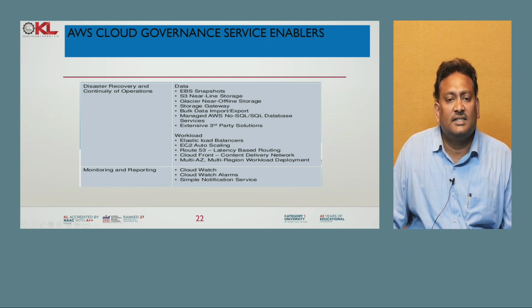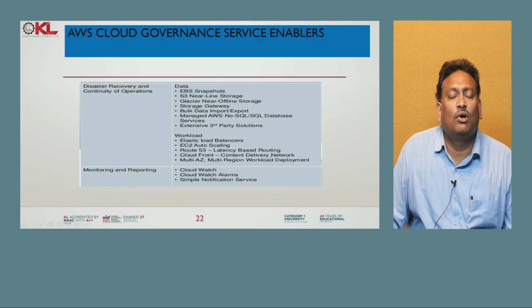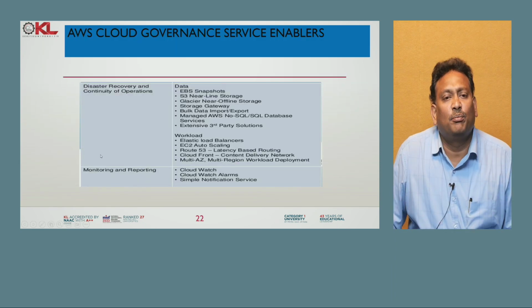For workload, we have Elastic Load Balancer, EC2 Elastic Compute Cloud, auto scaling, Route 53 latency-based routing, CloudFront content delivery network, multi-AZ and multi-regional workload deployment. For monitoring and reporting, we have CloudWatch alarms and Simple Notification Service. So this is the overview of governance and compliance.